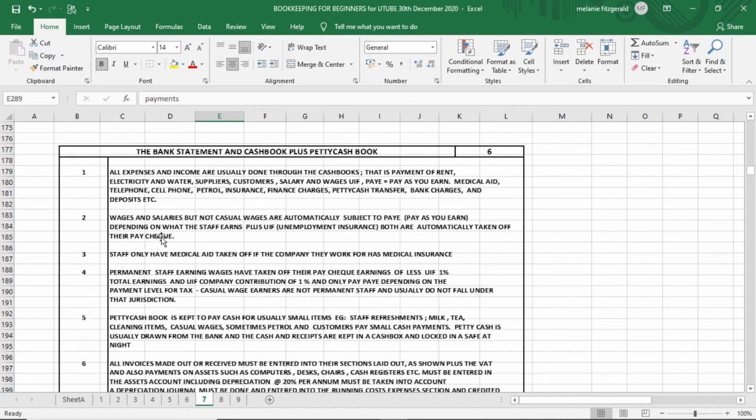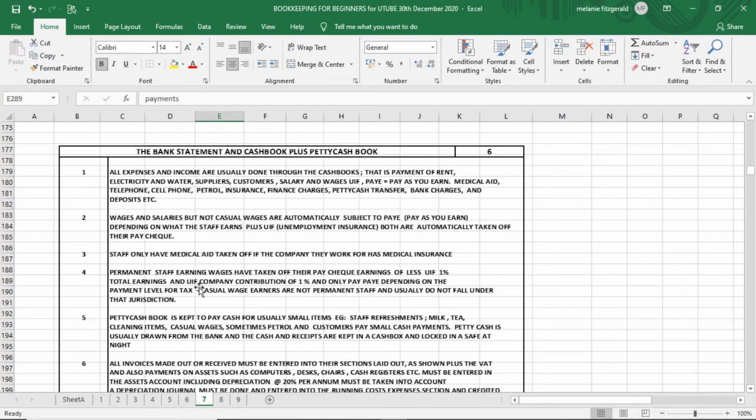Number two, wages and salaries, but not casual wages, are automatically subject to PAYE. A lot of this will be talking about the wages, two, three, four and five. I'm going through items which pertain to the wages. We did an exercise in lesson four. I showed you how we calculate the wages and the company's contribution to the UIF and the pay as you earn. So please go look at that again to understand how that all works out.